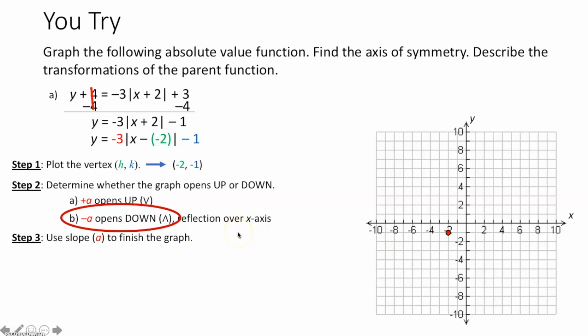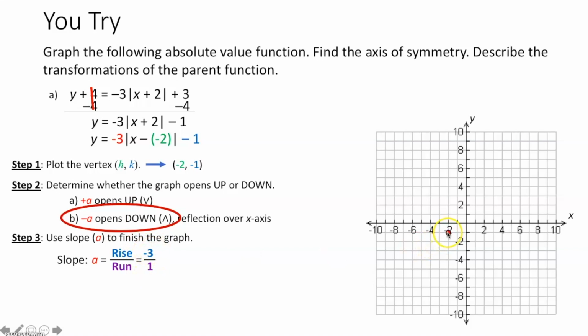Now, what is the slope? The slope, again, is your a value. What's your a value here? It's -3. So our slope, then, is going to be -3. But how do I write that as a fraction, rise over run? Well, -3 is the same as -3 over 1. Please don't write -3 over -1. That's not the same thing. That's +3.